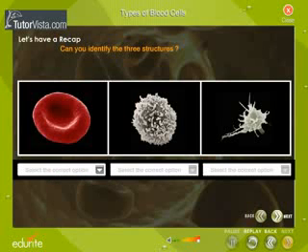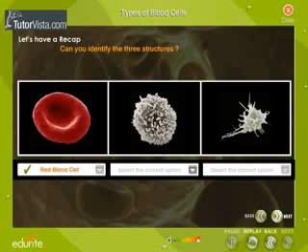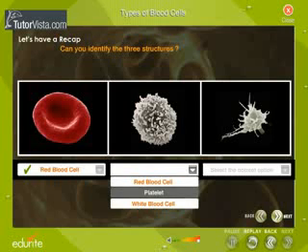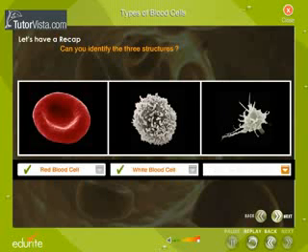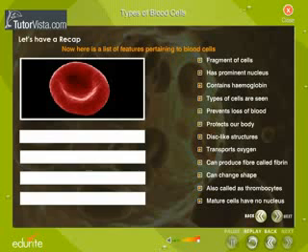Can you identify the three structures? You have identified the structures in the figure. Now here is a list of features pertaining to blood cells.